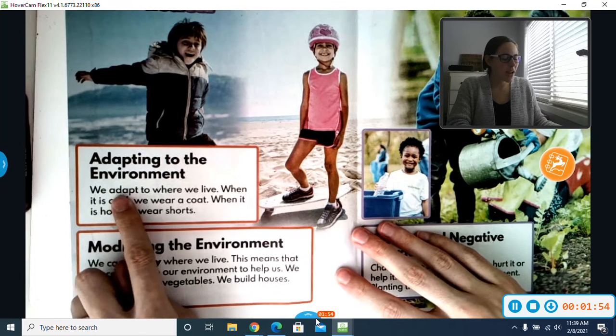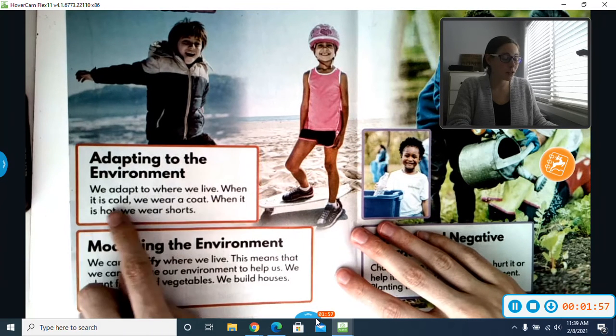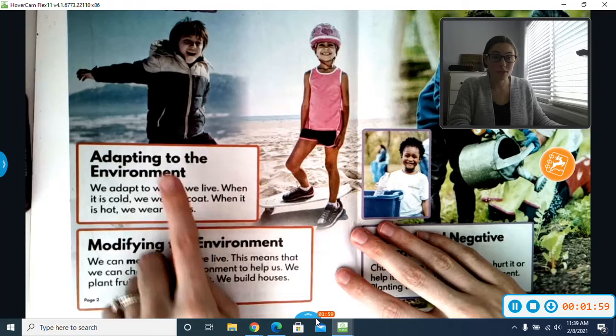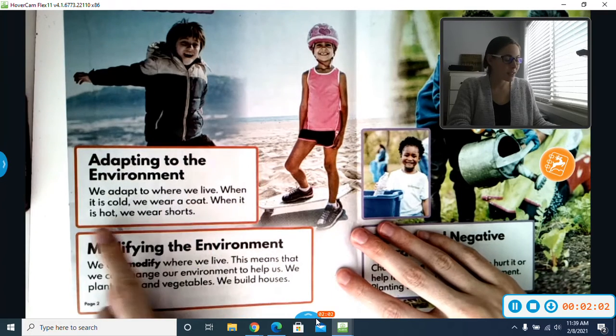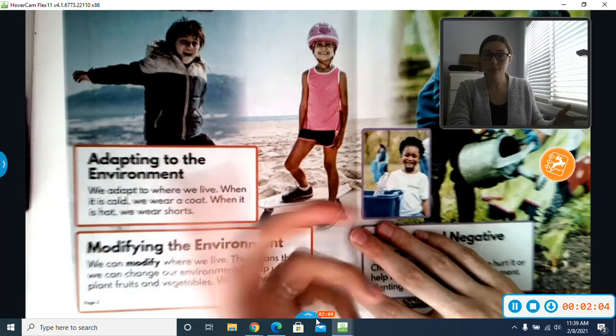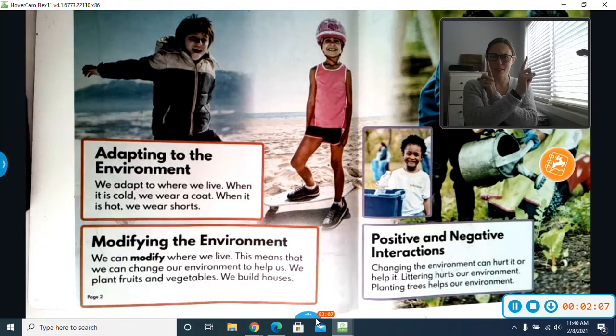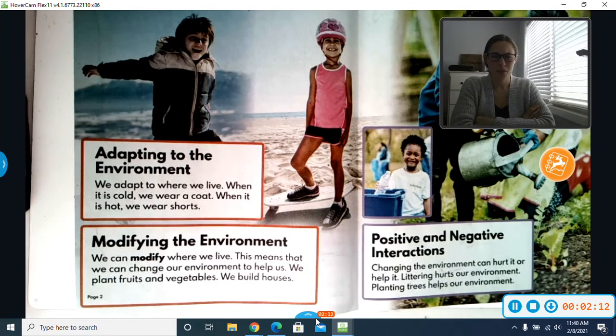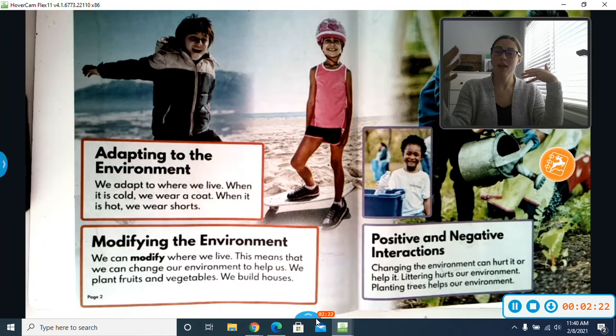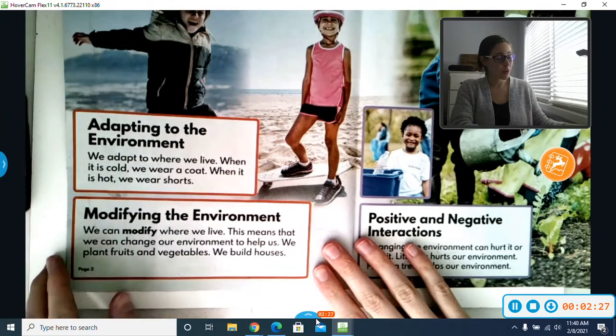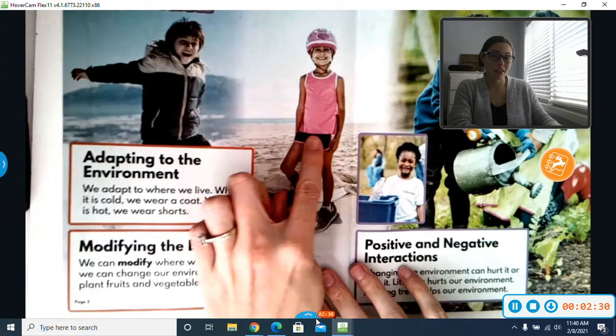We adapt to where we live. When it is cold, we wear a coat, like him, right? When it is hot, we wear shorts. And why wouldn't we do that opposite? Why wouldn't we wear shorts when it's cold? We wouldn't be very comfortable then, would we? Or if we were wearing a coat in the hot summer. Not very comfortable, right? So we adapt and we change what we wear depending on our environment around us and the weather. Here where we live in Michigan, we have to do both of these things.